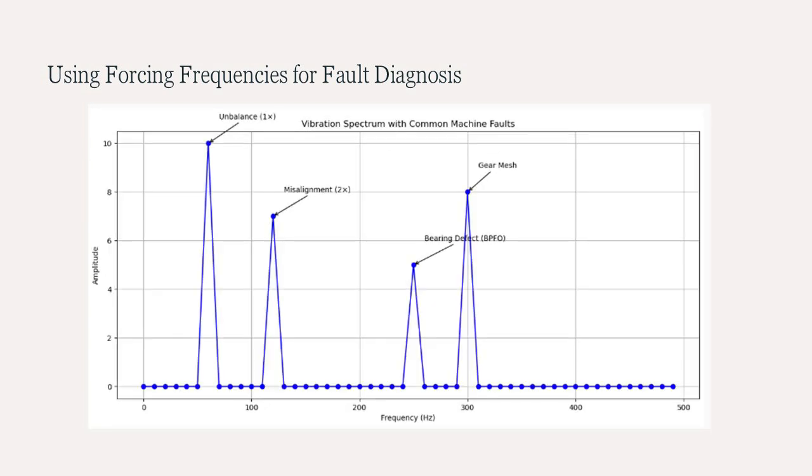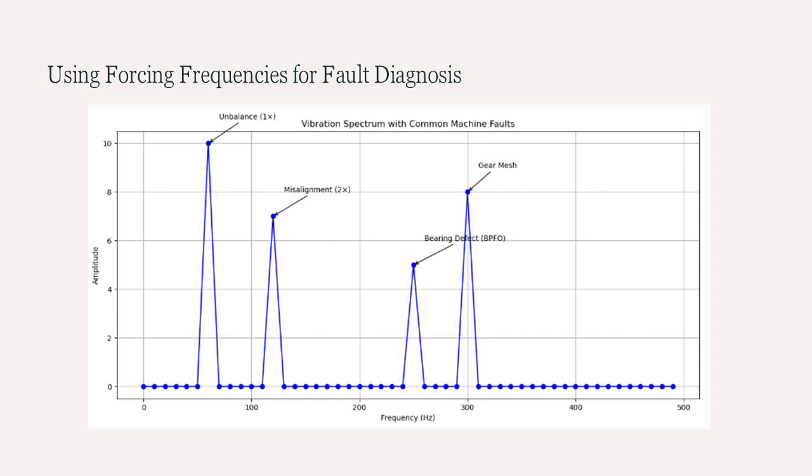Here is the visual chart showing vibration spectrum with common machine faults. Here's the explanation. X-axis, frequency in Hertz, represents the frequency components of the vibration signal. Y-axis, amplitude, represents the severity or strength of vibration at each frequency. Labeled peaks. Unbalance, 1 times, at 60 Hz, a strong peak at the machine's running speed.